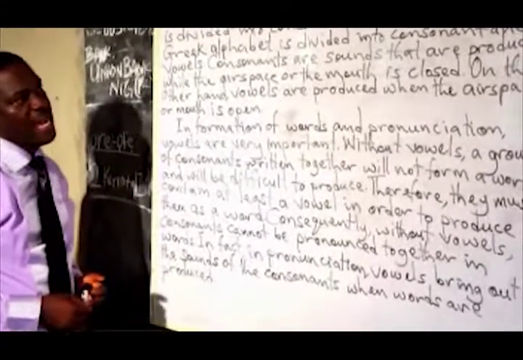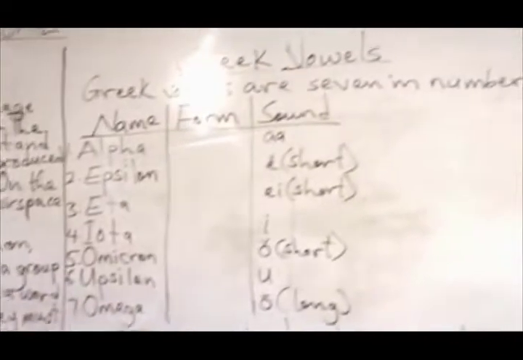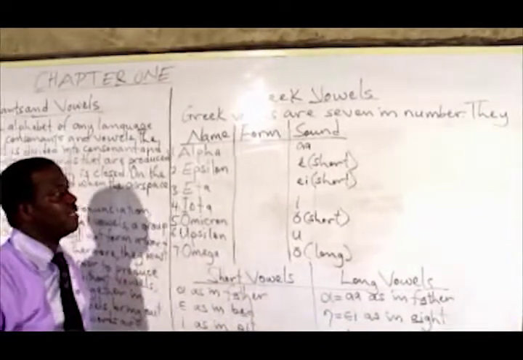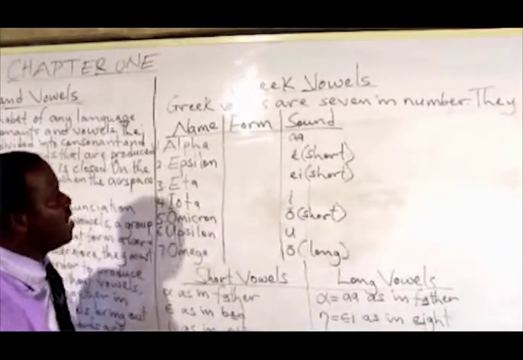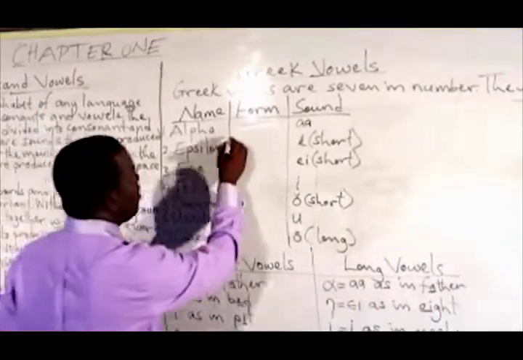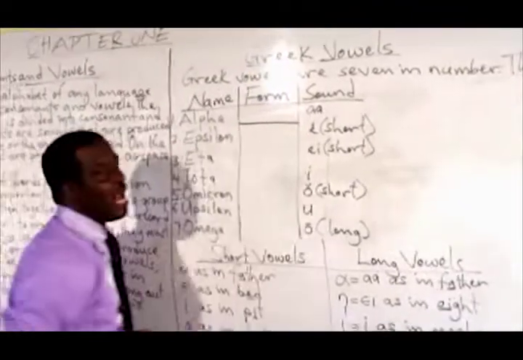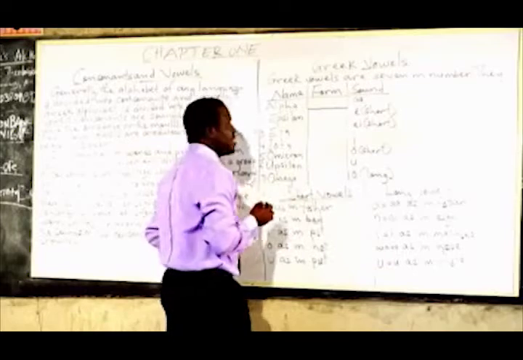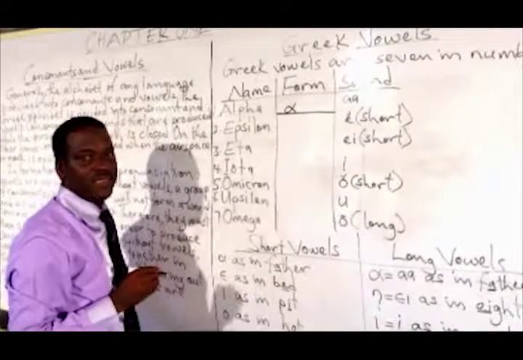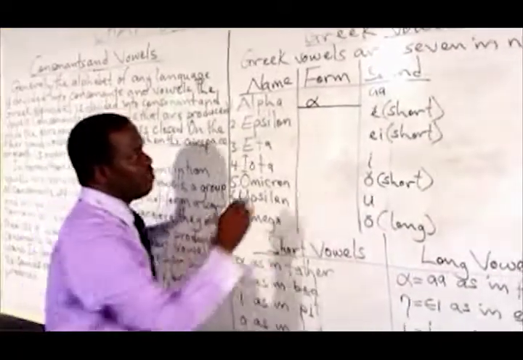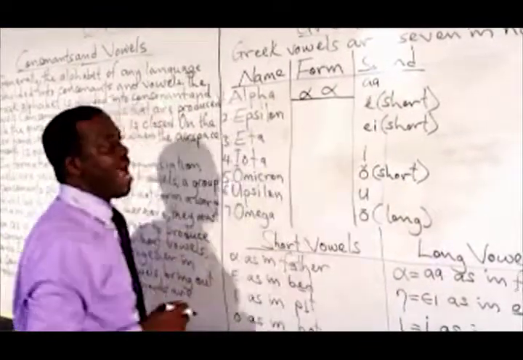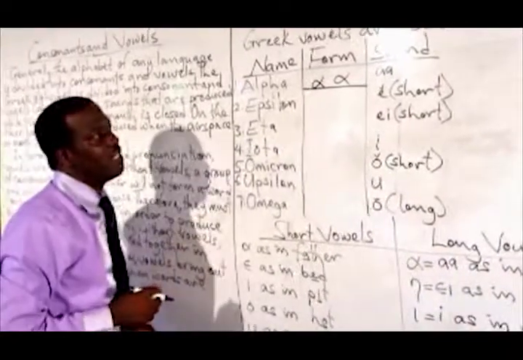So in Greek, we're going to look at Greek vowels first. Greek vowels are 7 in number. They are: 1. Alpha. So we are taking the form again here to show how alpha is being written, because now we are considering them here again. This is alpha. It must be on the line. Alpha is the first vowel. I take it again. And alpha sounds as the first vowel in Greek.